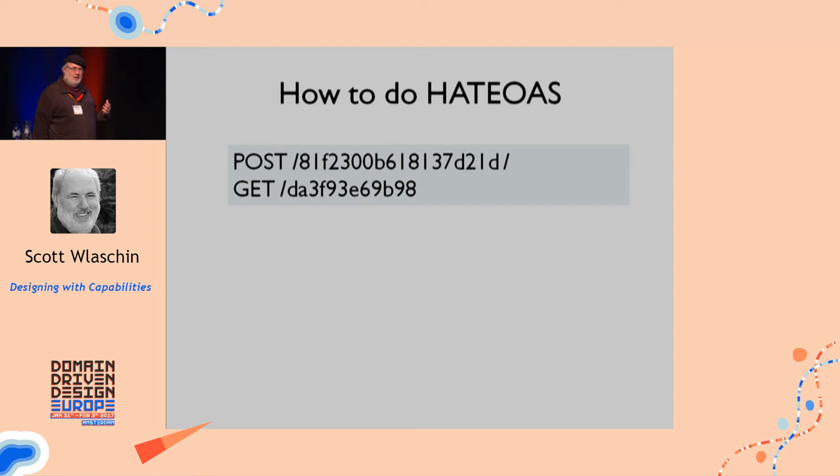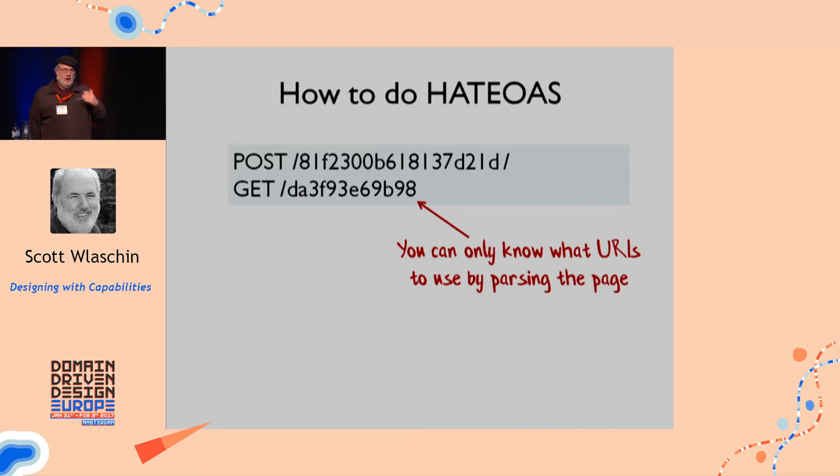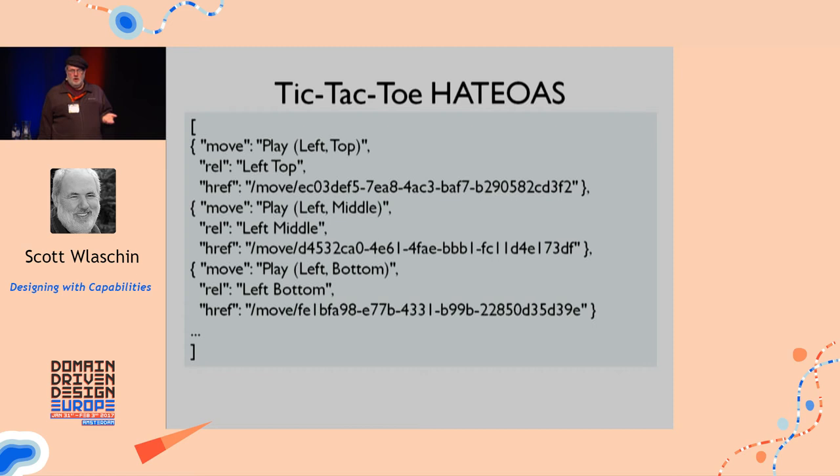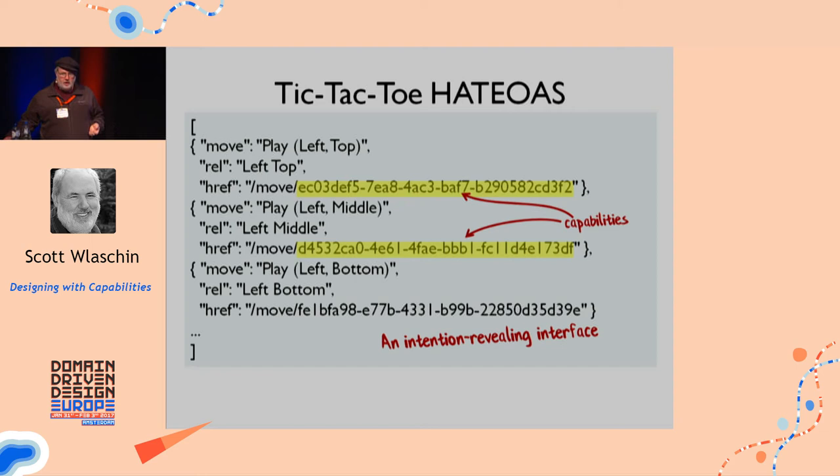Now, if your URLs look like this, basically unreadable, the only way, as a client, that you know what the URLs are is to parse the page. So you're forcing the client to be decoupled. The client can't hard code any URLs in the page. They have to start from the page and parse everything in it. So each of those URLs is basically a capability. For example, if I had a JSON response, it might look something like this, and those URLs are capabilities. And I would call that an intention-revealing interface. So let me do a demo of this.